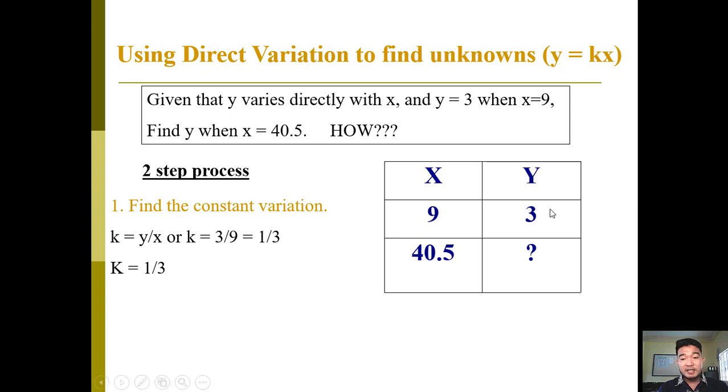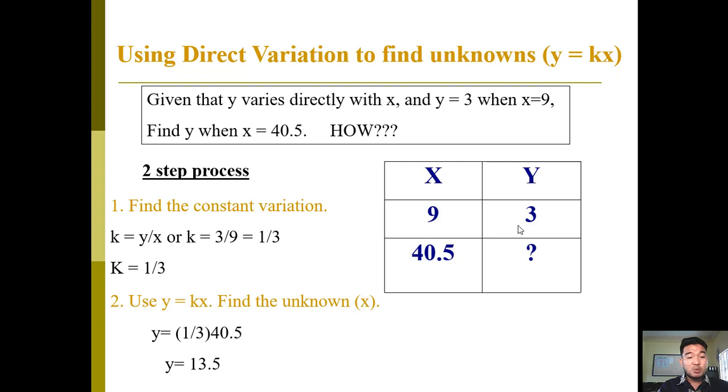Ayun yun, 3 divided by 9. Ganun lang kasimple yung pagkuha ng k. Para makuha mo si k, i-divide mo lang yung y by x. So that is 3 over 9. 3 over 9 is equal to 1 over 3 when you simplify.